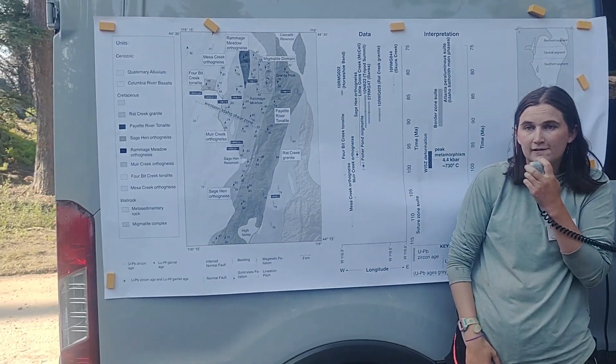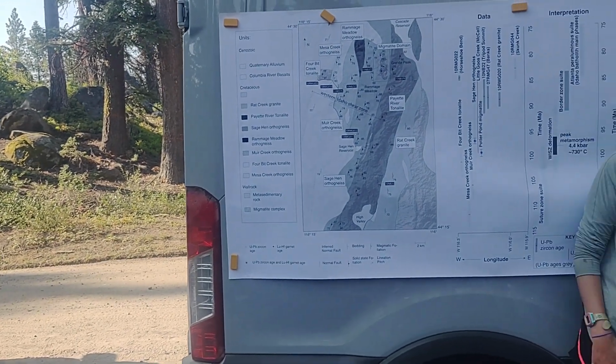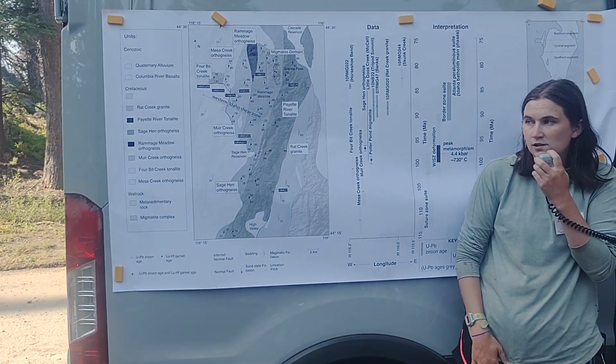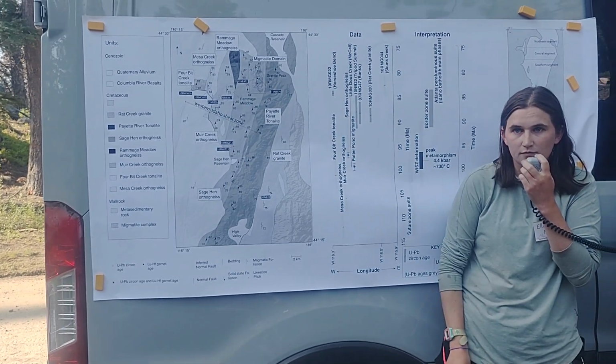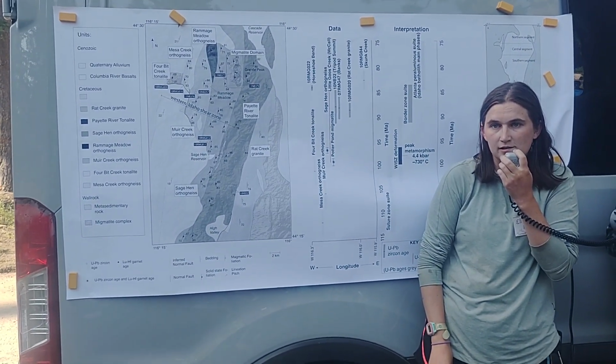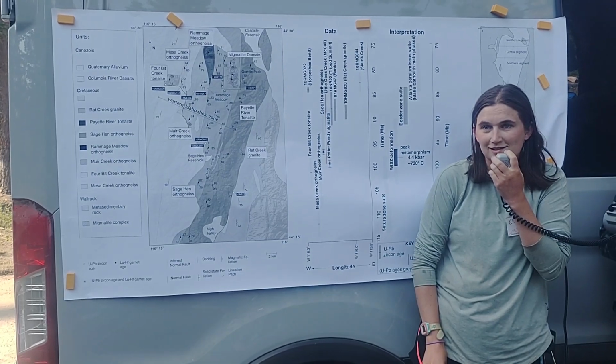Well, we didn't get to the Payette River Tonalite on the Salmon River, did we? It was farther east. Yes. Yeah, it was to the east of us. So what's non-continental tonalite doing that far into the shear zone?